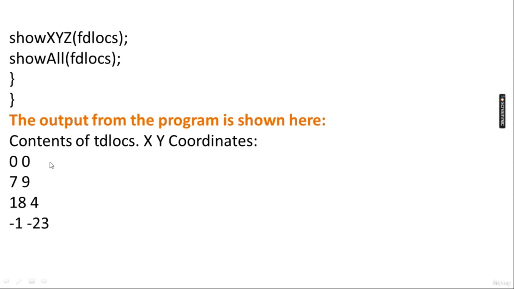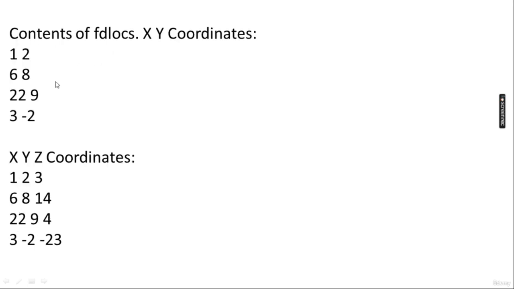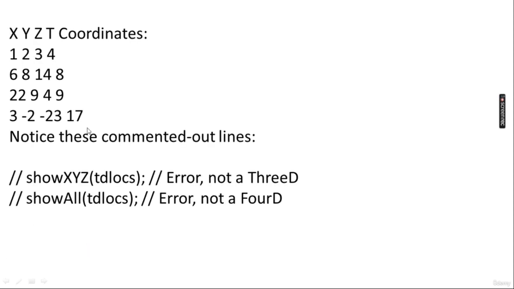Output: the contents of tdlocs, the four elements, first 0, 0, 7, 9, 18, 4, minus 1, minus 23, and the contents of fdlocs 1, 2, 6, 8, 22, 20, 22, 9, 3, and minus 2. Then the XYZ coordinates 1, 2, 3, 6, 8, 14, 22, 9, 4, 3, minus 2, minus 23, and the XYZT coordinates 1, 2, 3, 4, 6, 8, 14, 8, 22, 9, 4, 9, 3, minus 2, 23, 17.